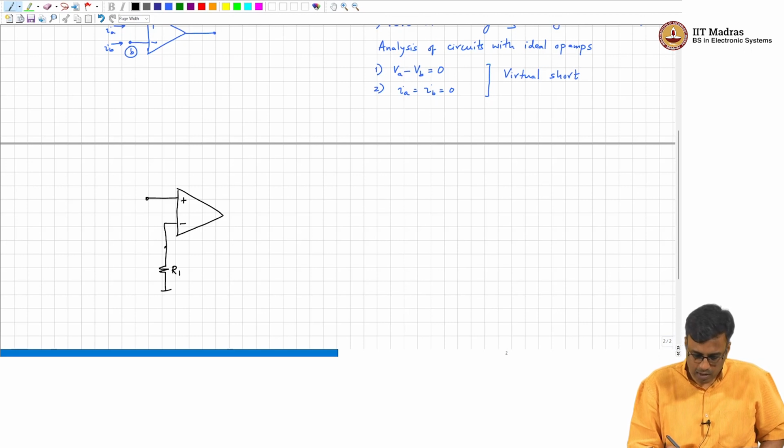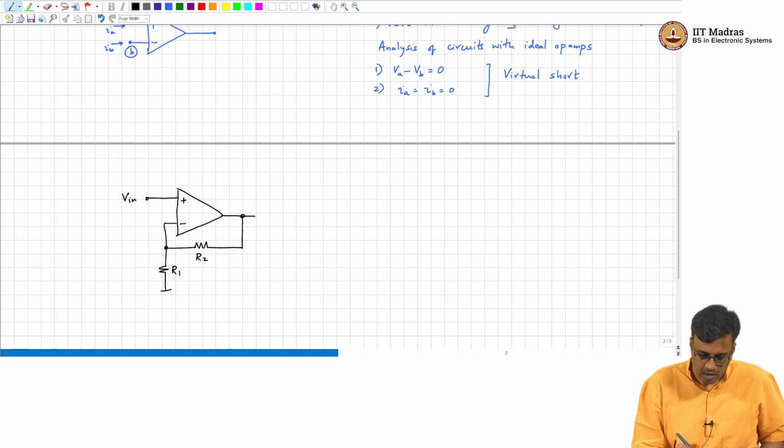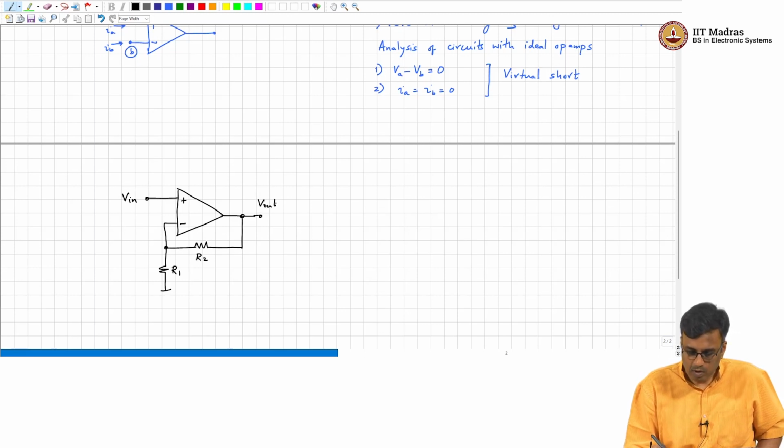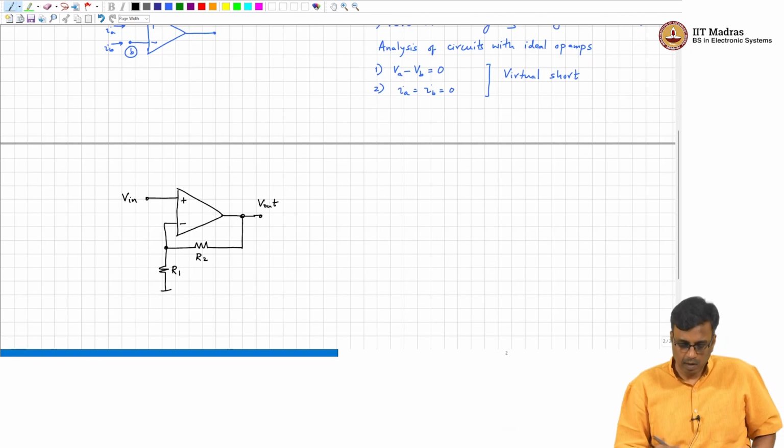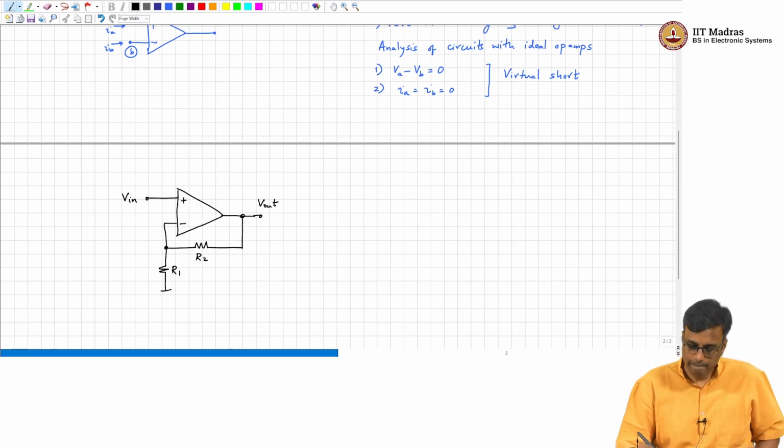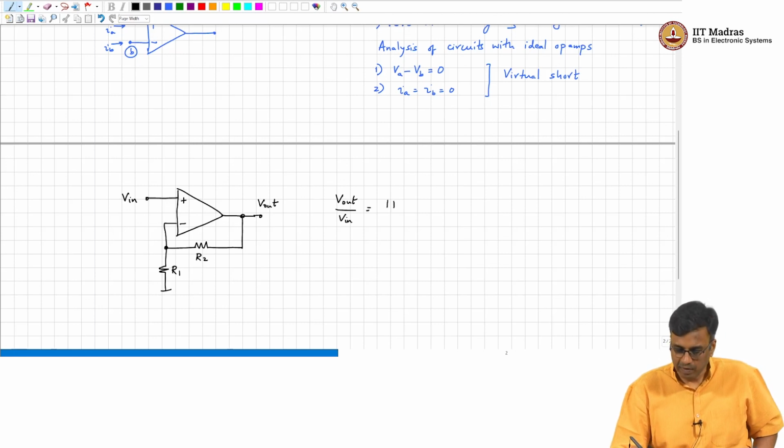If this is R1, this is R2, and this is V in, this is V out. What is the gain? V out by V in is nothing but 1 plus R2 by R1.